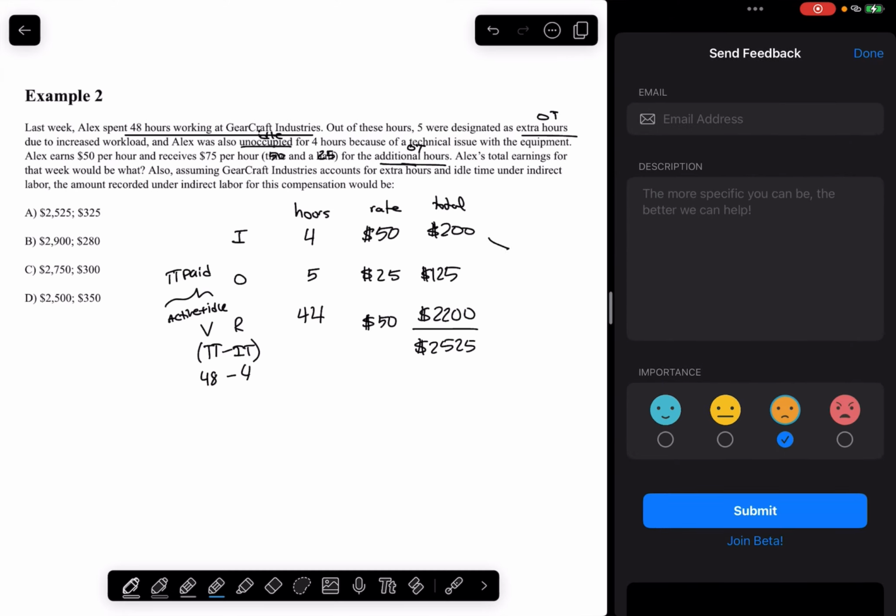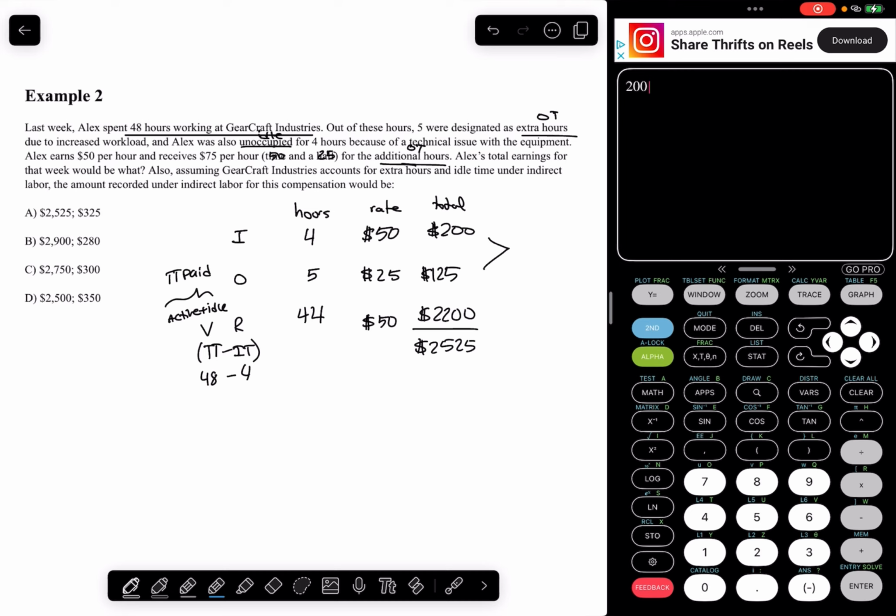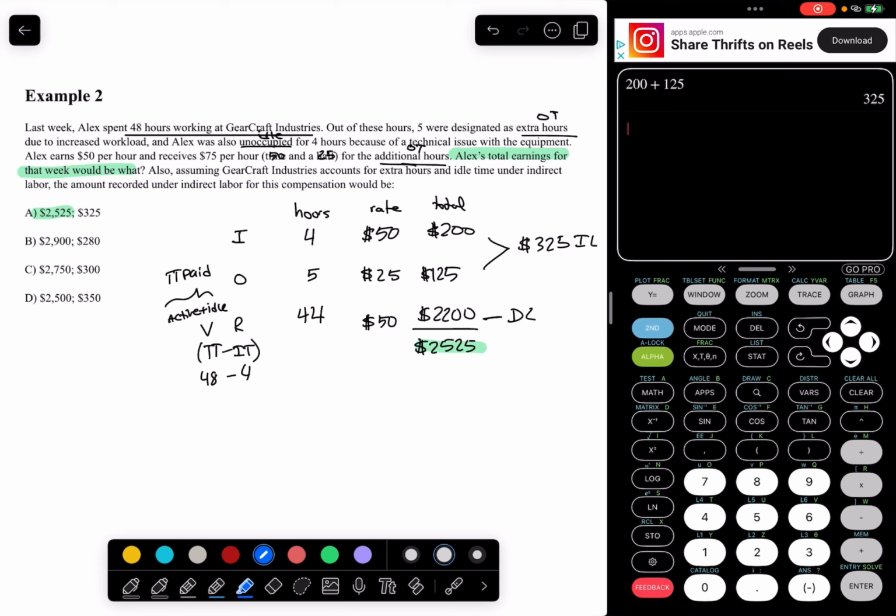So remember, indirect labor is these two at the top. 200 plus 125, that is 325. That's your indirect labor. And they didn't ask us for direct labor, but this would be direct labor, right? So your answer here would be Alex's total earnings for that week is the total amount that he got paid, 2,525. And then how much was indirect labor is 325. So your answer here would be A.